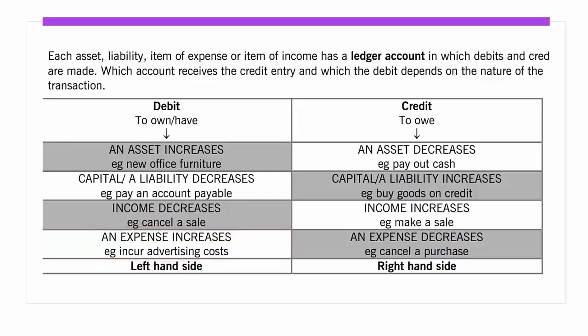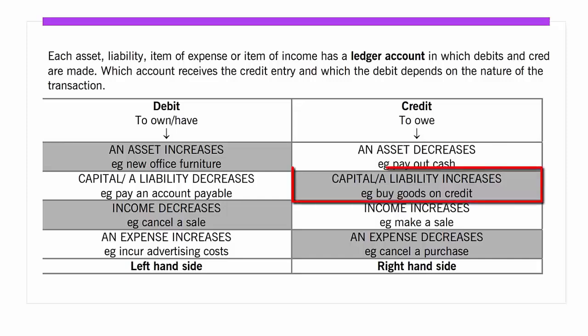What happens on the credit side? The credit side is all about what the business owes, gives, or earns. Here's when you would use the credit side. 1. An asset decreases. For example, if you pay cash for something, your cash decreases. This would be recorded on the credit side.